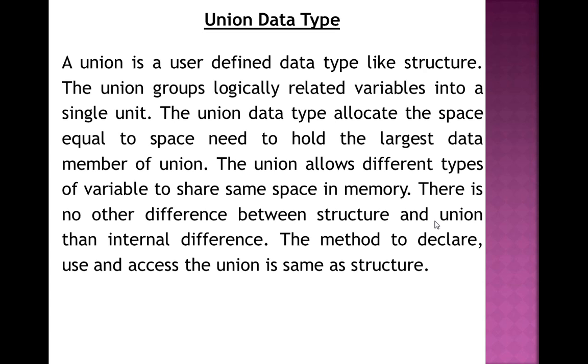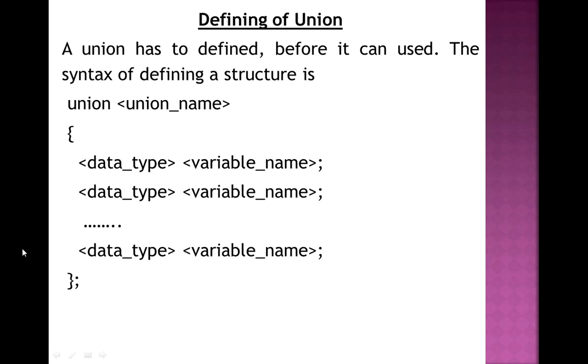But in a structure, memory is allocated to each individual data element. The method to declare, use and access a union is the same as a structure. We use the dot operator to access members, and when we are using a pointer, we use the arrow operator. So all the methods, return types, and function definitions are the same in a union as in a structure. There is no difference. Now, how to define a union?